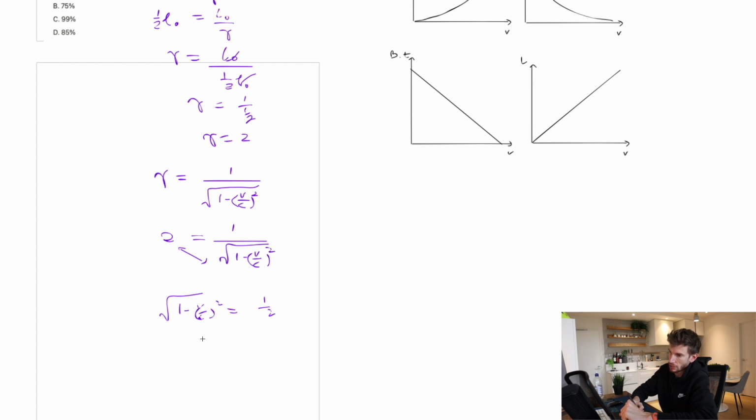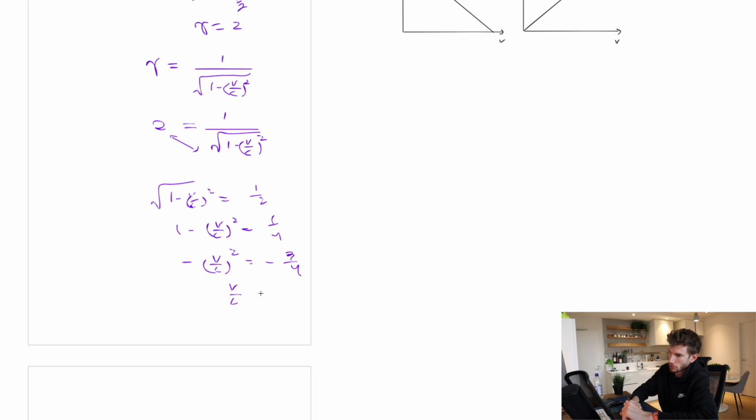We can square to the other side. V on c all squared is 1/4. We square both the 1 and the 2. Then we can minus the 1. We get negative of v on c all squared is equal to negative 3/4. The negative cancels. We then square root, and we get the square root of 3 on the square root of 4, which is 2. And this is actually the fraction of the speed of light here.